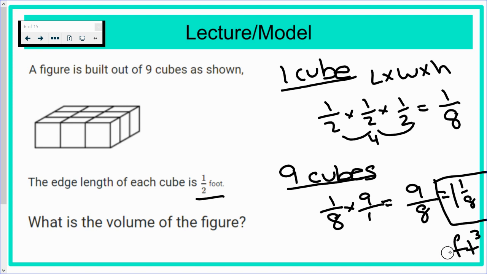And as we see on the bottom here, that volume is measured in feet or units cubed, because we are multiplying 3 numbers. When we find area, it's square because we multiply 2 numbers, but with volume, it is 3 numbers. All right, let's keep going.